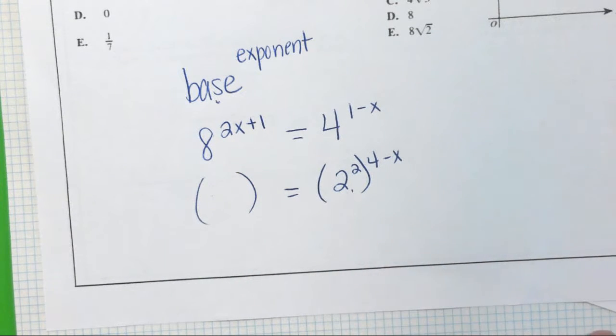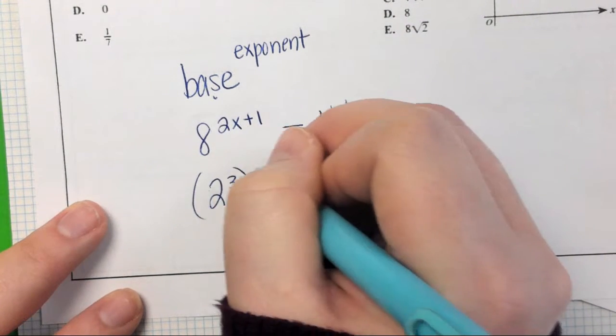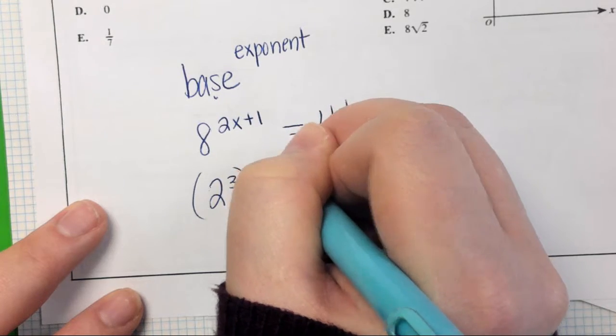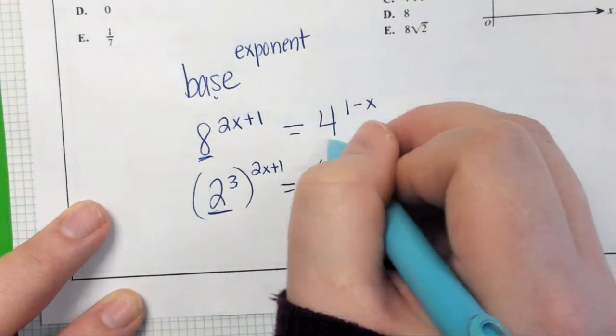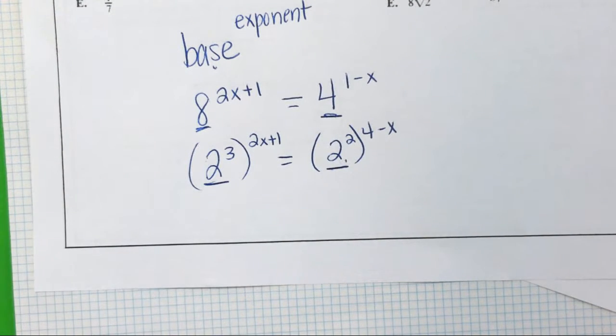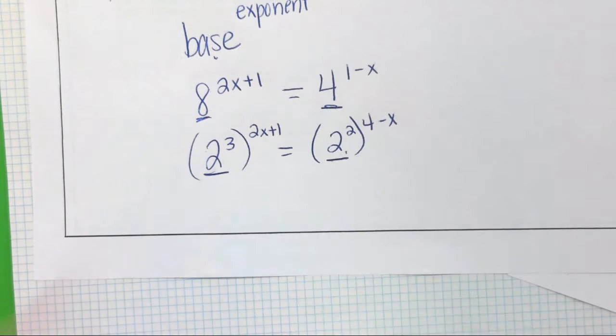So does anyone know their exponents when it comes to 2's? It is 2 to the 3rd. Thank you, Ayana. Okay, so 2 to the 3rd is the same thing as 8. And 2 squared is the same thing as 4. So I'm just going to substitute in those 2's with exponents instead of using an 8 and a 4. Okay, and now we're going to have to recall some of our exponent rules.